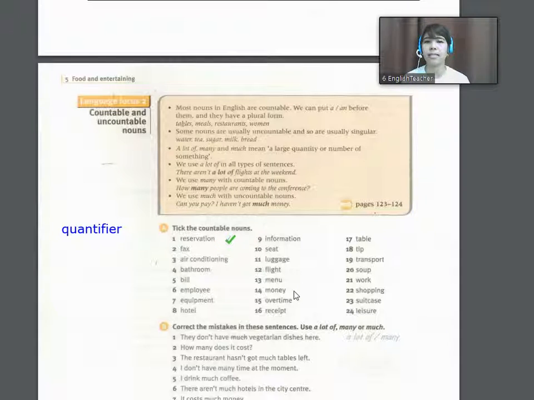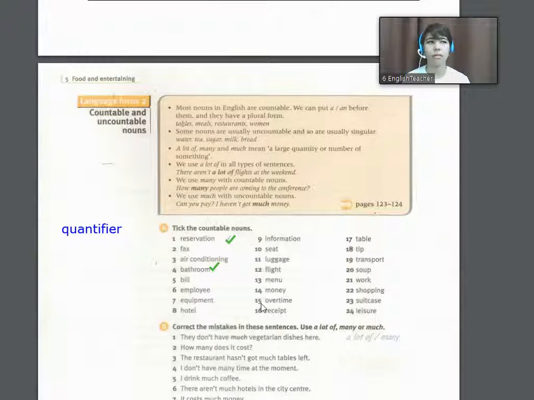Next, fax. Okay, so fax itself is uncountable, but fax machine or fax message can be countable. Very good. Air conditioning, uncountable. Bathroom, very good. It's countable. Bill or bills.